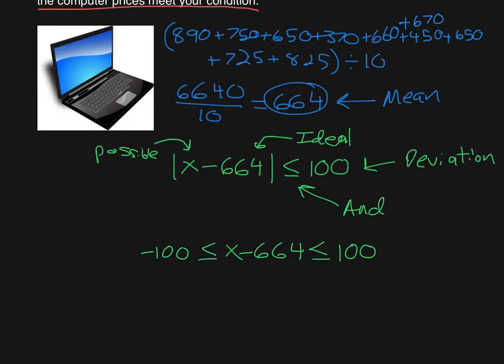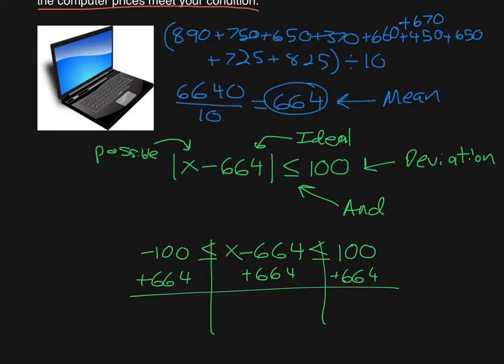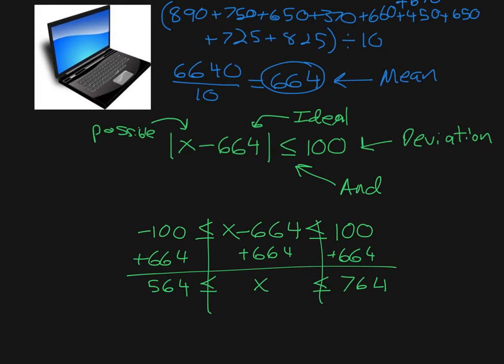And now we can solve this just by adding 664 to both sides. Plus 664. This gives us 564 less than or equal to x, which is less than or equal to 764. So here we have a statement that lists all of our possible values of x. X is between 564 and 764.